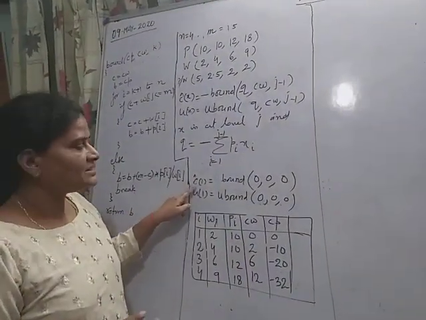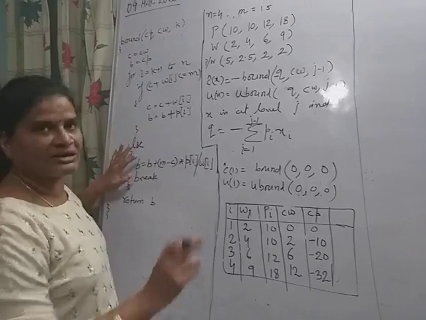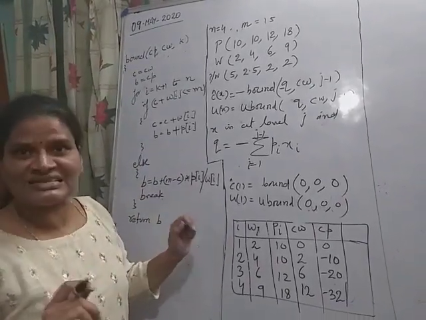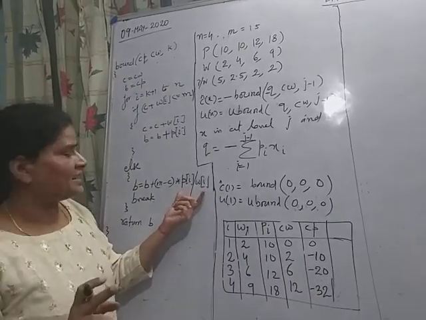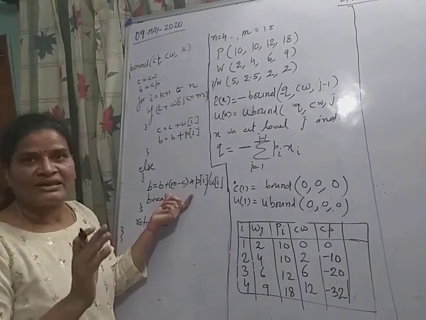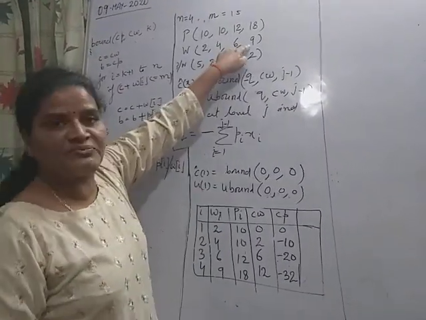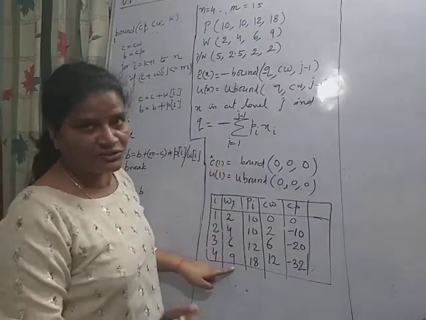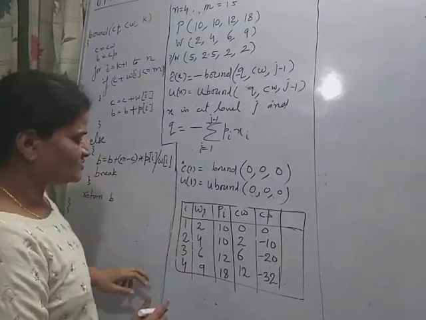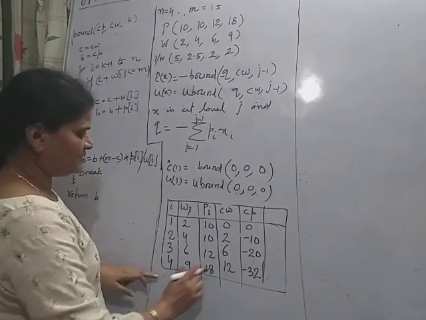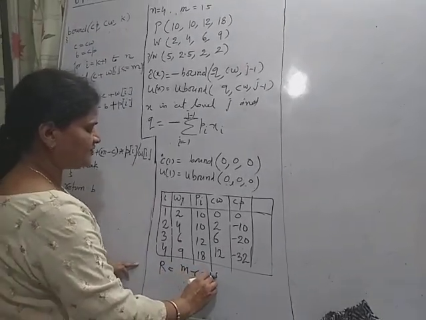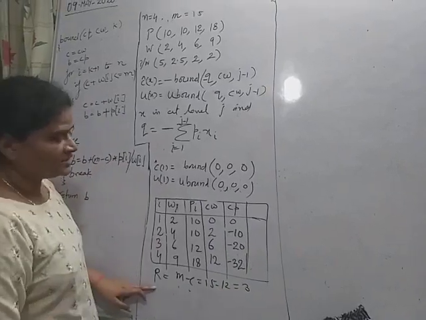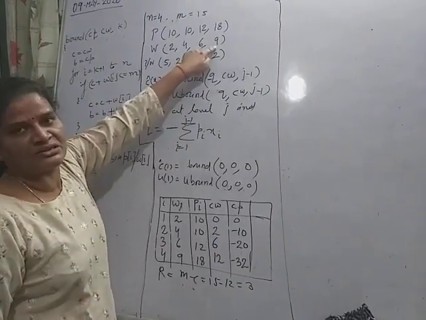Now for computation of the lower bound, the lower bound is very similar to the bound, but here fractions are allowed. So the first object encountered that does not fit into the knapsack, we simply take the fraction of that object. Here the fourth object does not fit into the knapsack, so I will take its fraction. The remaining capacity is M minus C, 15 minus 12, that is 3.